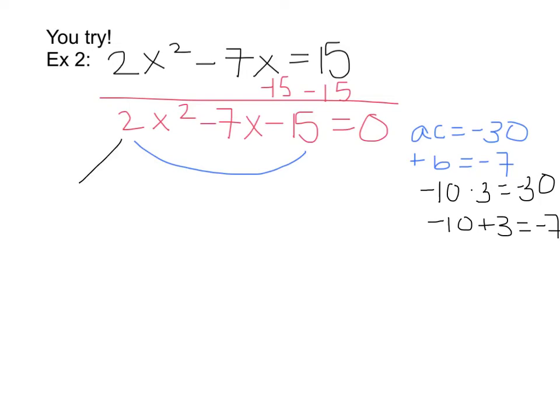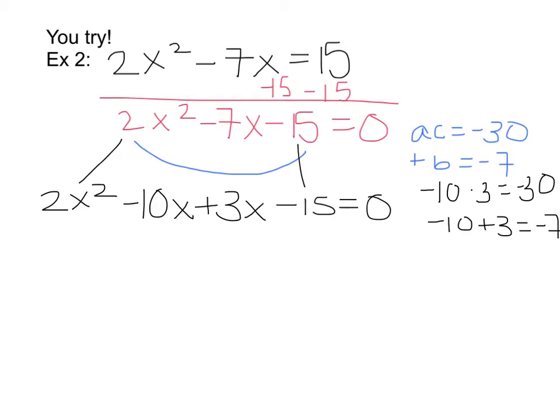So remember, bring down the 2x squared. And then either write the negative 10x or the positive 3x next. So since 10 is even, I'm going to write that one next. And then I'm going to write plus 3x, and then I bring down my minus 15, and I set it equal to 0. So now draw your line halfway in between. So look at the left-hand side. What does 2x squared and negative 10x have in common? 2 and an x, so that leaves me with x minus 5.